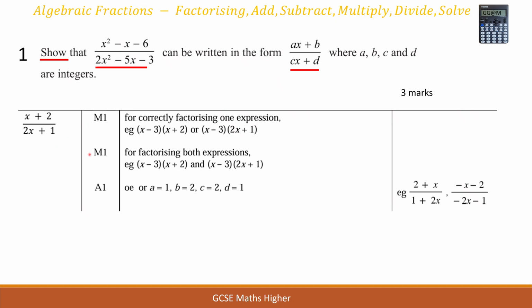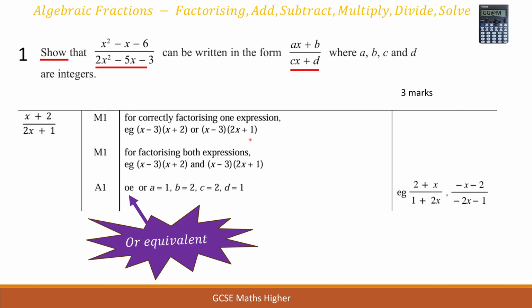M1s just mean method marks, A1 is an answer mark, OE means or equivalent, and this is what you could have got for a method mark for getting the factorising of both of them correct or one of them correct, and this is for your final answer. You can state the values of a, b, c and d. That will give you the 3 marks in the exam.